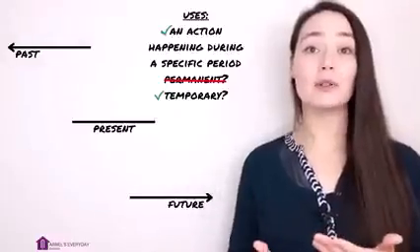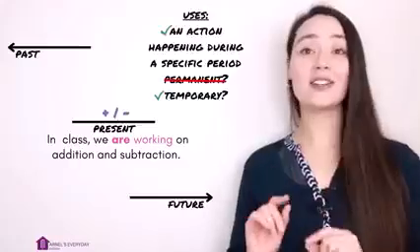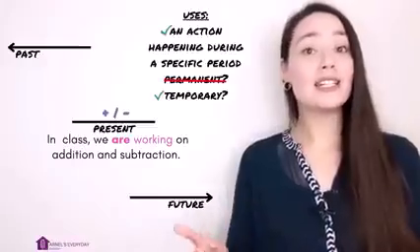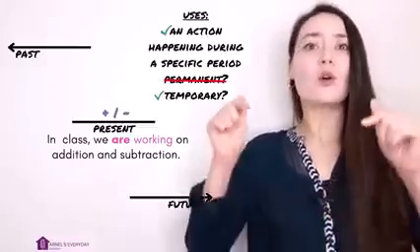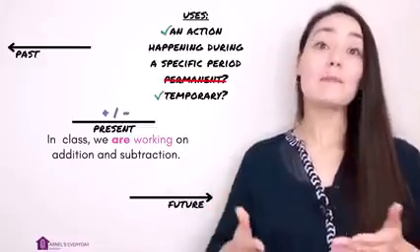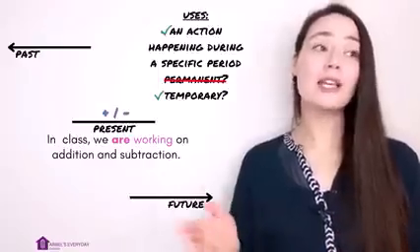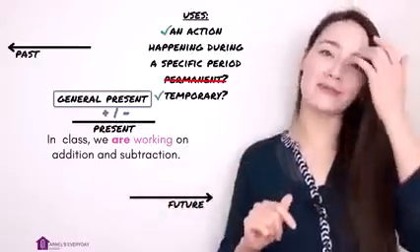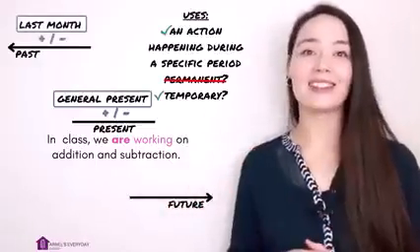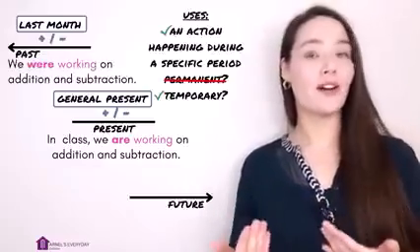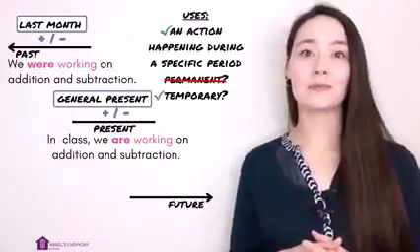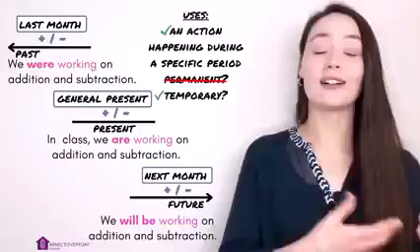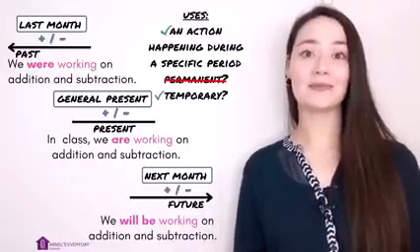Let's do one more example. In class, we are working on addition and subtraction. Imagine I'm an elementary school teacher. Am I doing this right now? No, but we can also use a present continuous to speak about the general present. Perhaps not this exact moment. Period. Last month we were working on addition and subtraction. Period. Next month we will be working on addition and subtraction.